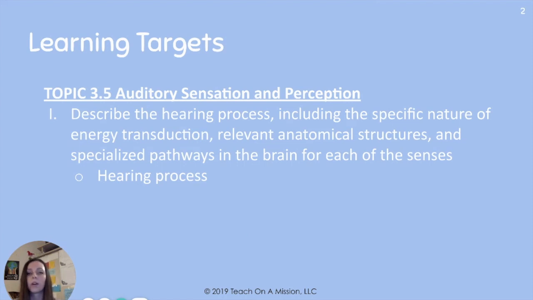So we're going to describe the hearing process, talk about where transduction happens, and then talk about specialized pathways in the brain for each of the senses, specifically the hearing process.